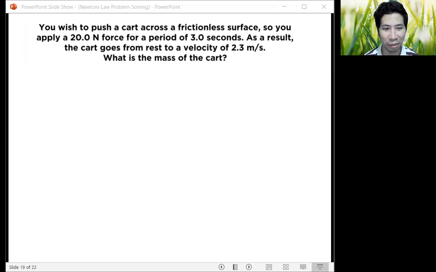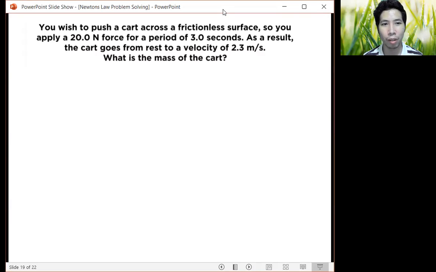So today we're going to review once again how to solve problems involving forces. Today we're going to have a more complex problem which involves two variables being searched for. So how does it go? Let's read first the problem.